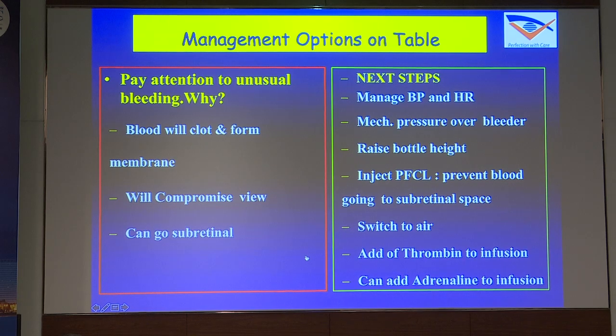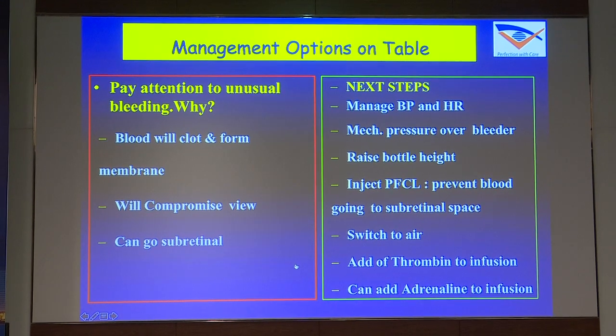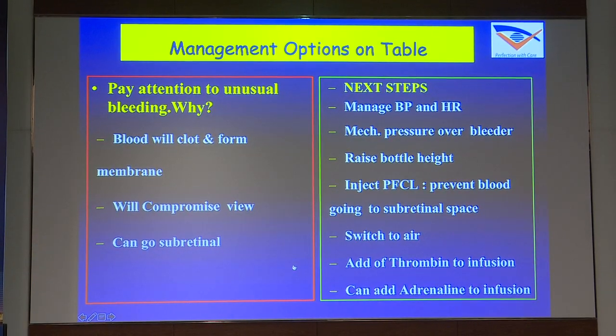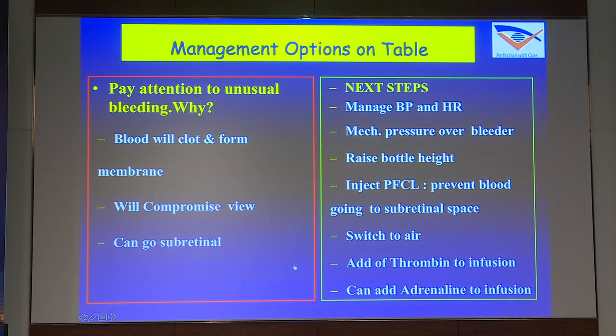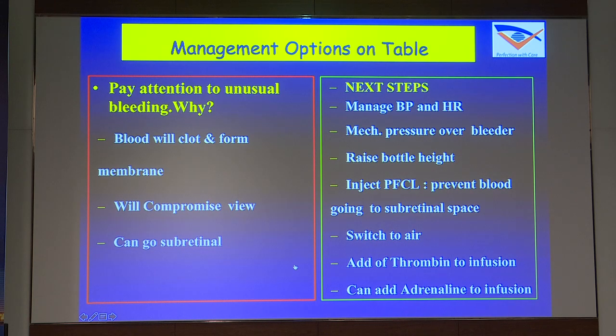Why? Because whenever there is bleeding, it clots and it forms a membrane. And if it forms a membrane, you have to peel it. It may compromise your view. It can go subretinal. So what are the steps which you should take as a preventive measure? You must make sure that the patient's BP and heart rate are controlled.